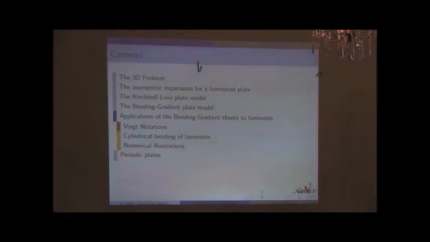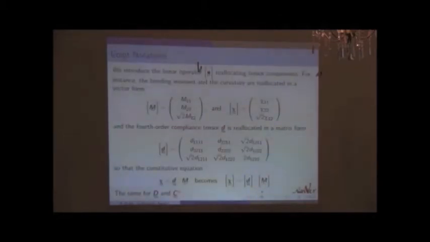So I briefly introduced Voigt notations, but I don't think it's really critical or very interesting. But I use symmetric Voigt notation with respect to the bending moment and the curvature. So you have the square root of 2. This is convenient in the present situation. It's much more convenient than the classical, the engineering one.